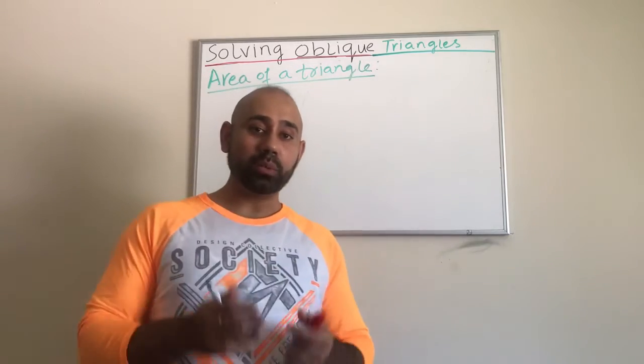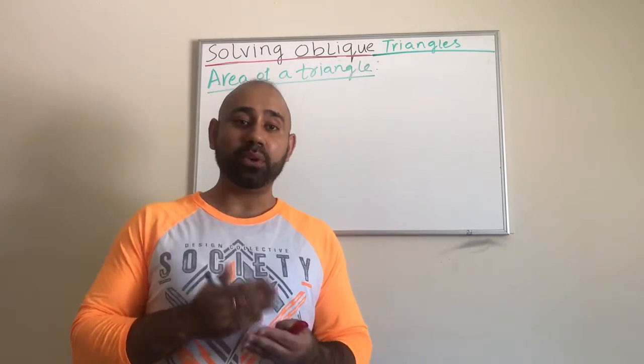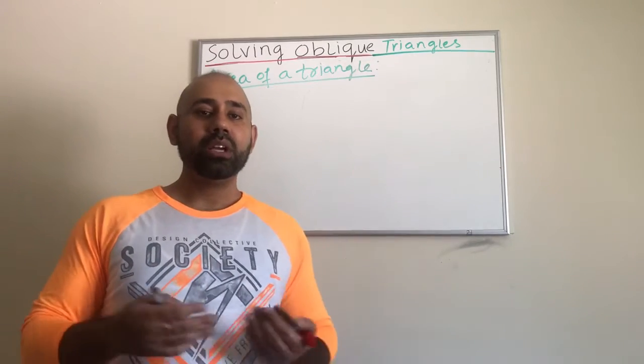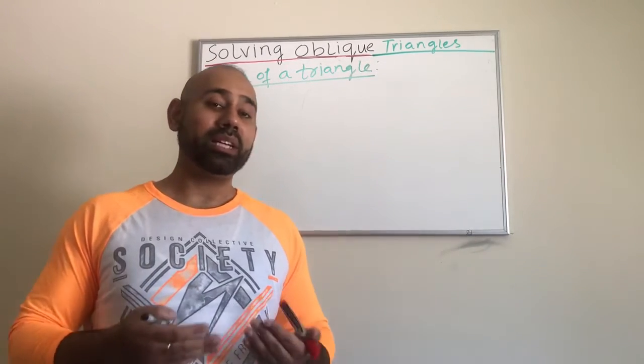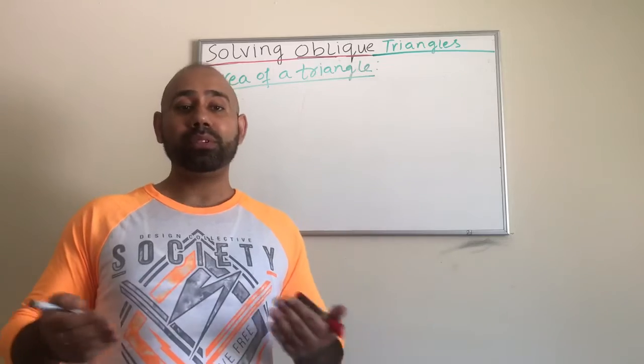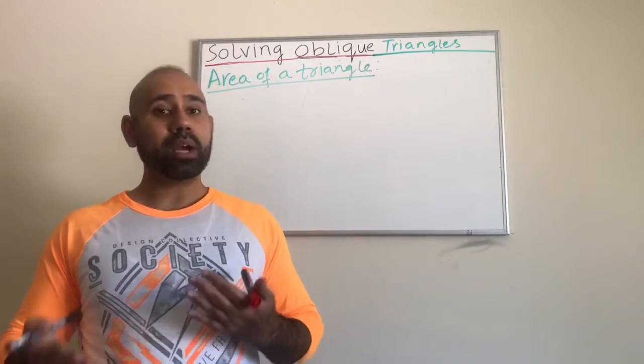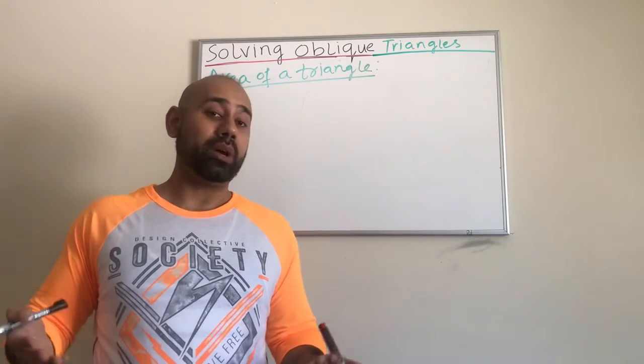So guys, let us start with the formula that we know, and using that formula and the trig ratios, we can derive a new formula which would be helpful when the lengths of the sides are provided, or the angles are provided, and the height is not provided to us.